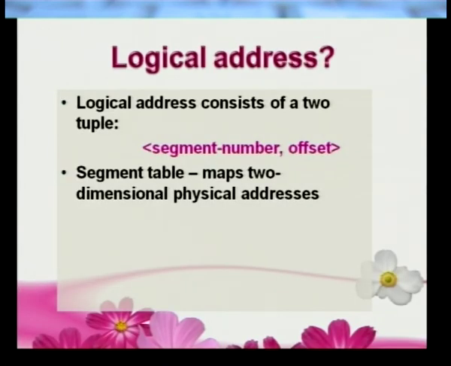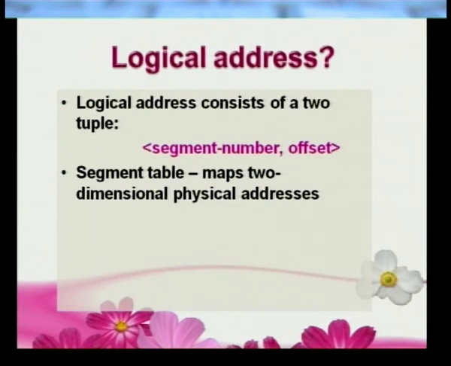Now, what is the definition of a logical address in segmentation? In segmentation, it is similar to the paging scheme. The logical address here again consists of two tuples. The first tuple is the segment number. Remember, there we referred to it as the page number. The second tuple is, as usual, referred to as the offset.